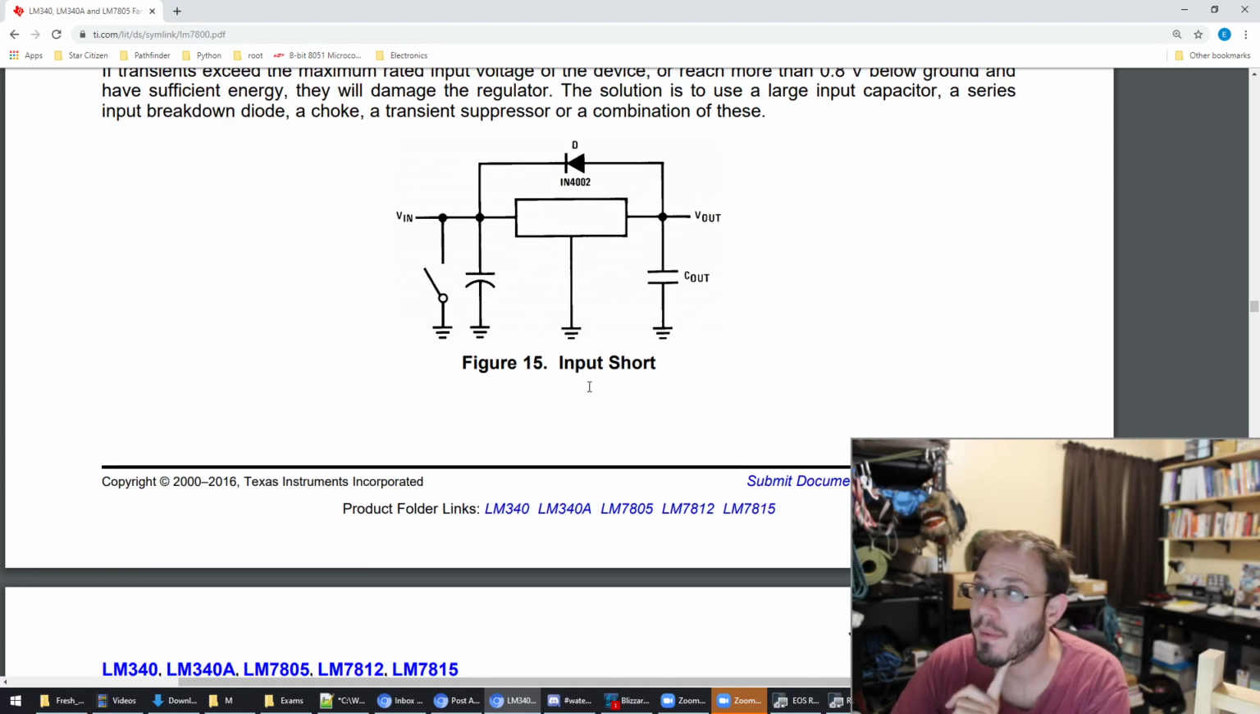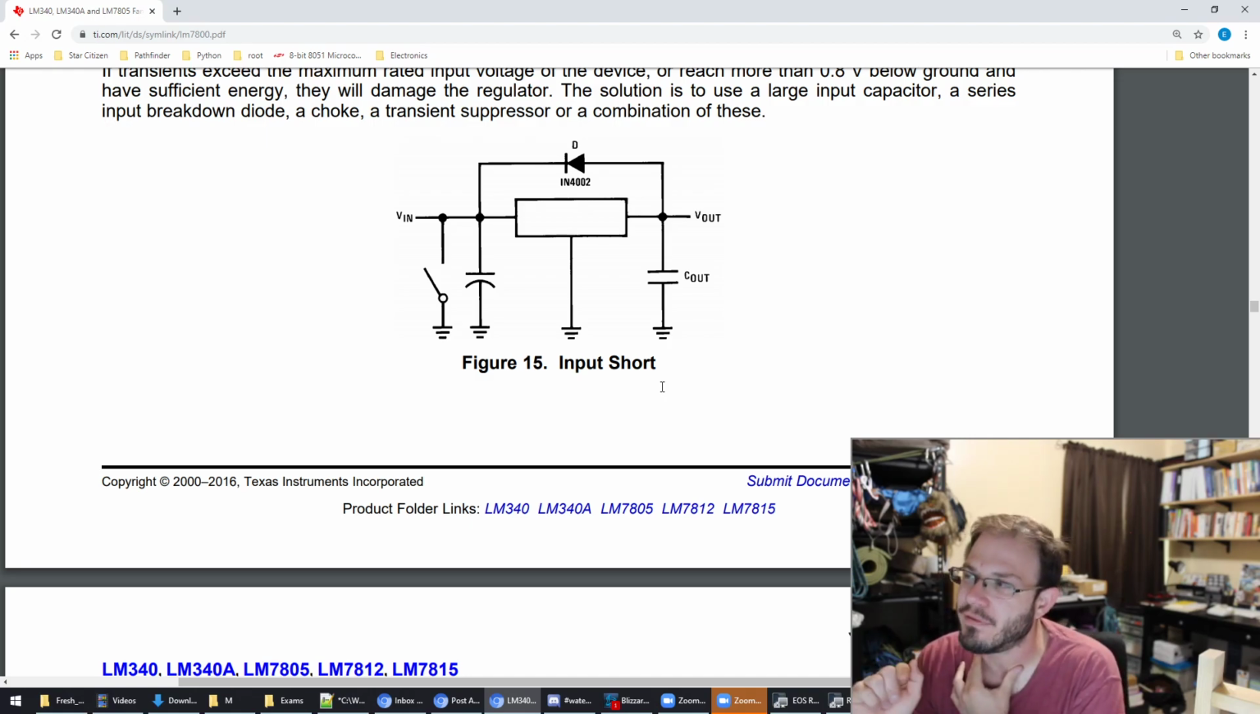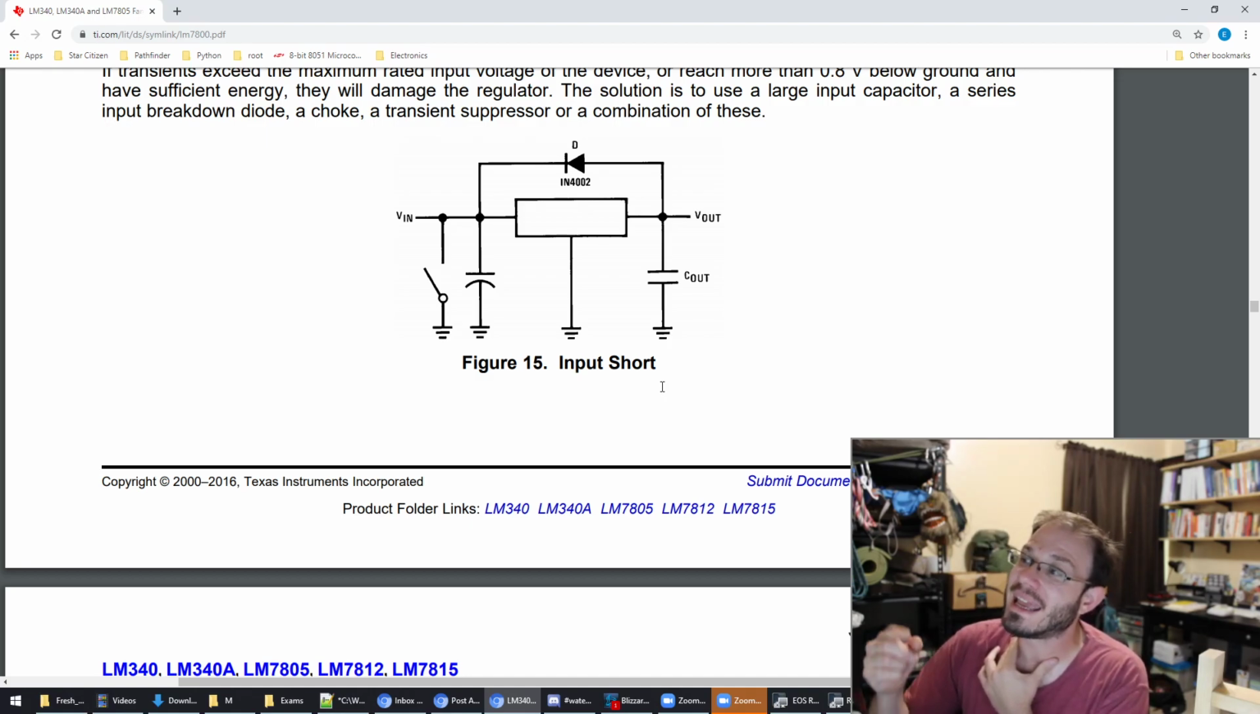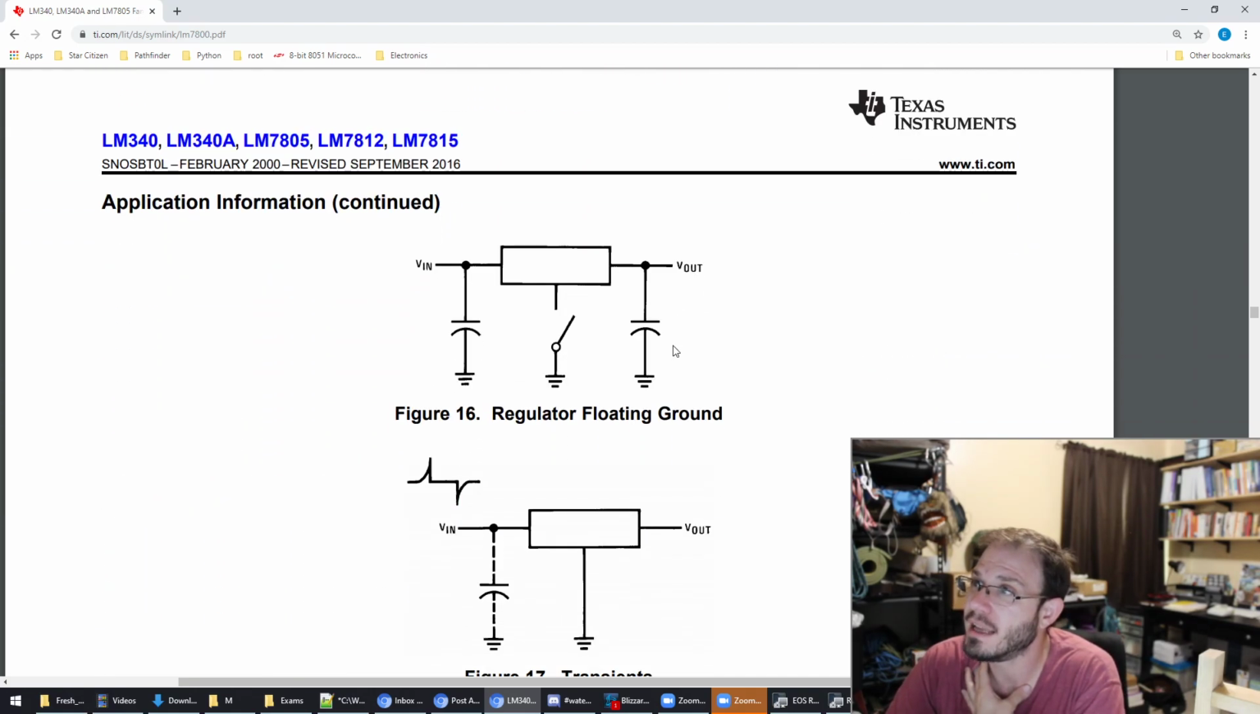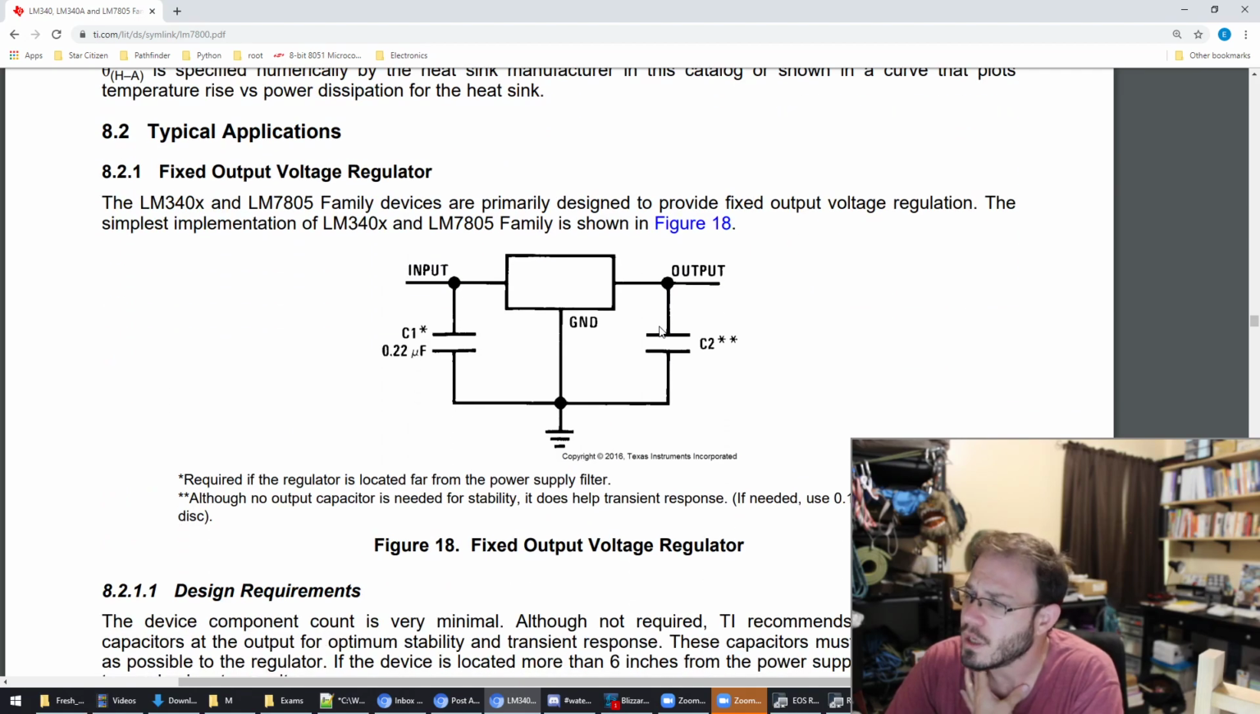Some things to note about this device: we do have thermal shutdown. So if the device gets too hot, it will turn off by itself. It actually measures the temperature, and when it gets above a safe level, it will shut itself down. We also have some short circuit protection, which is nice. So if you accidentally short out the output, this guy should shut off.